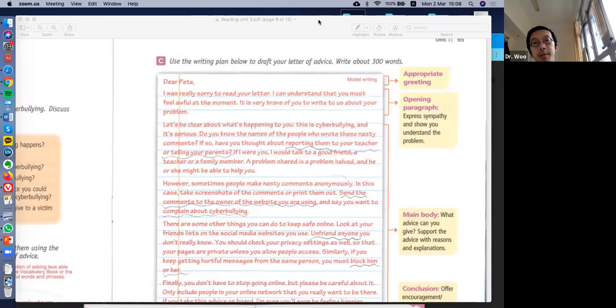Now we're going to take a look at some of the features. One, we have a greeting. 2, be nice to the person you're writing to. 3, describe the problem and solution.